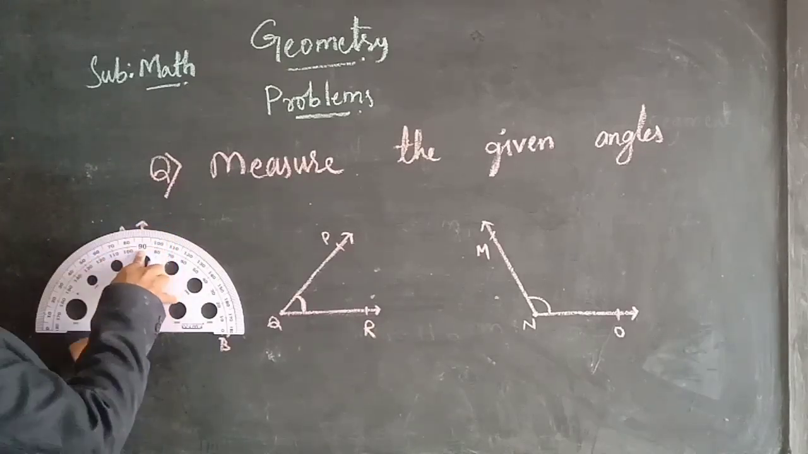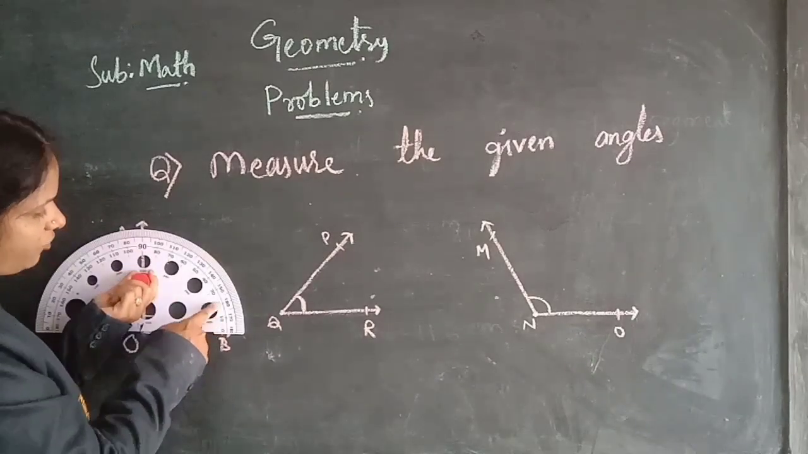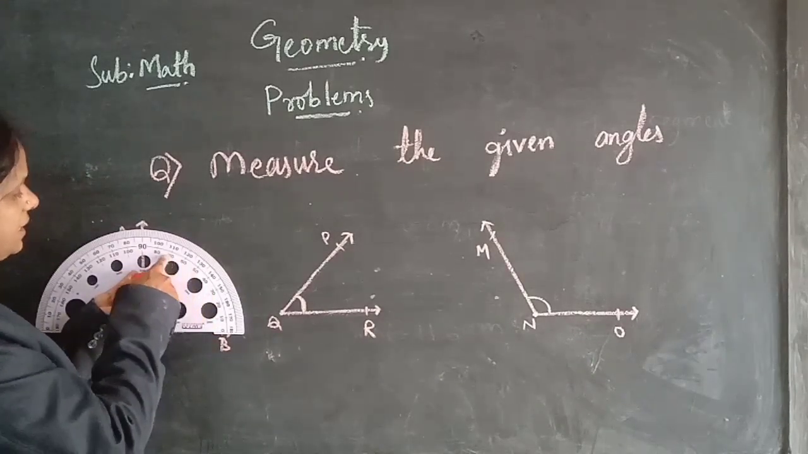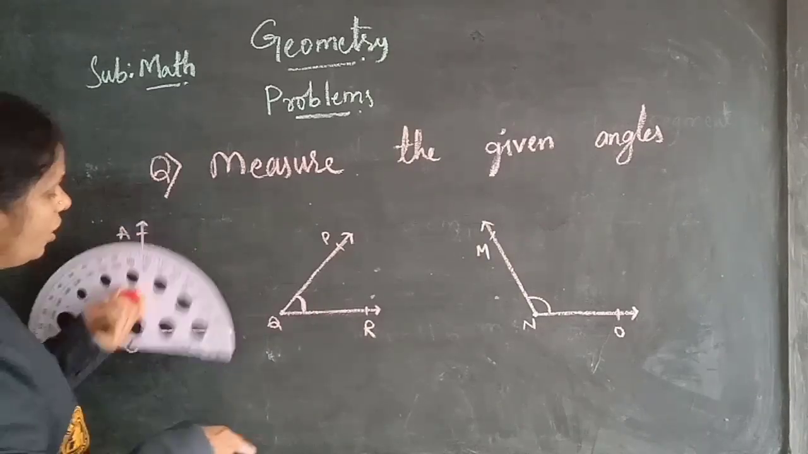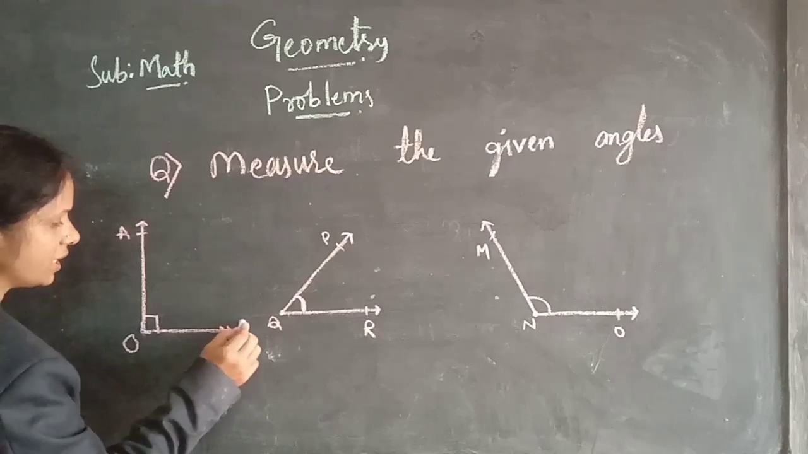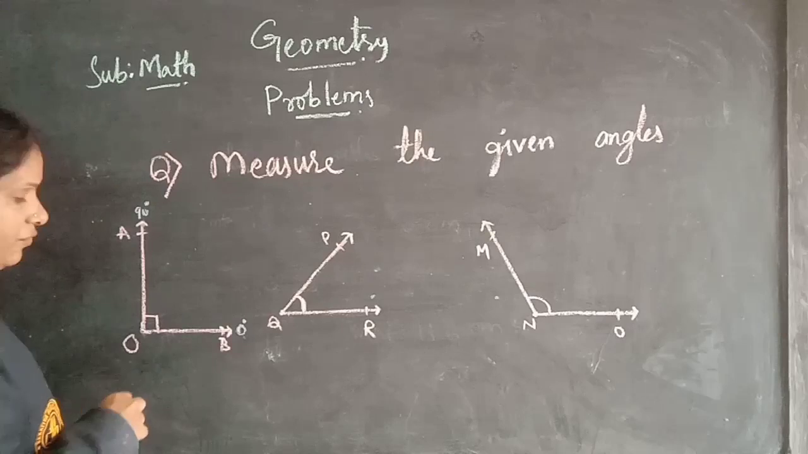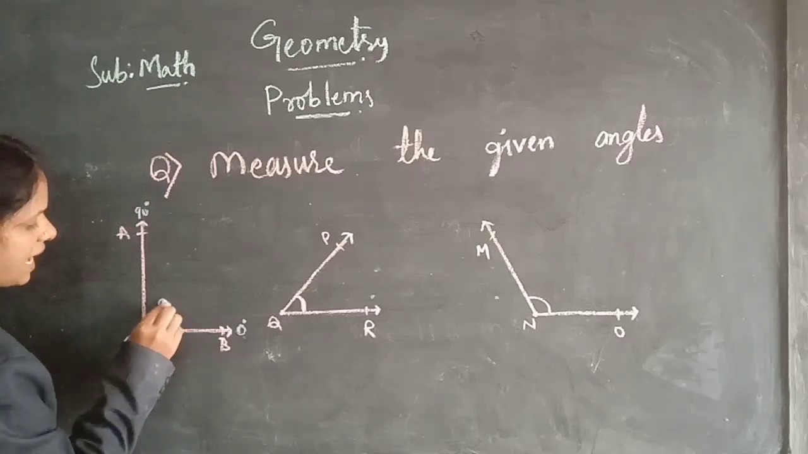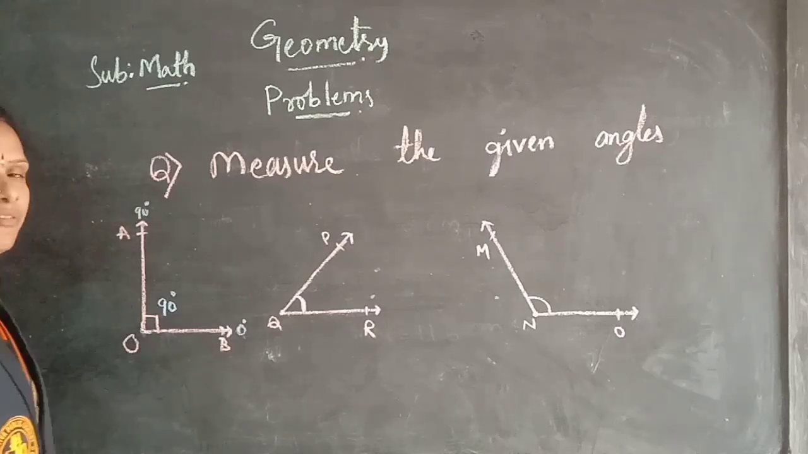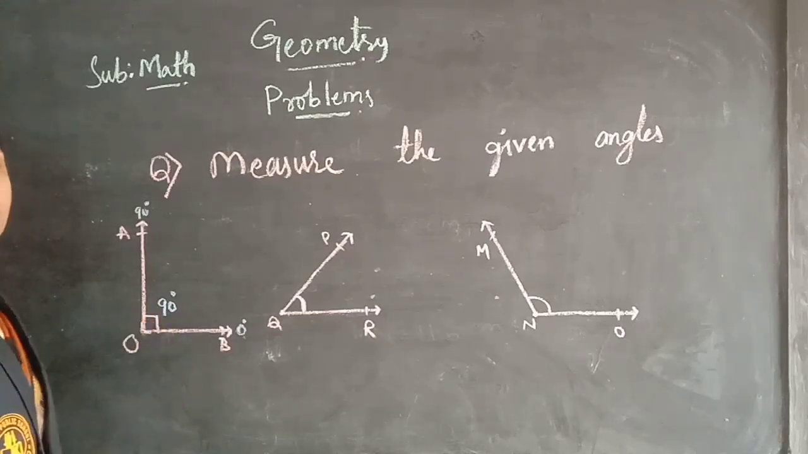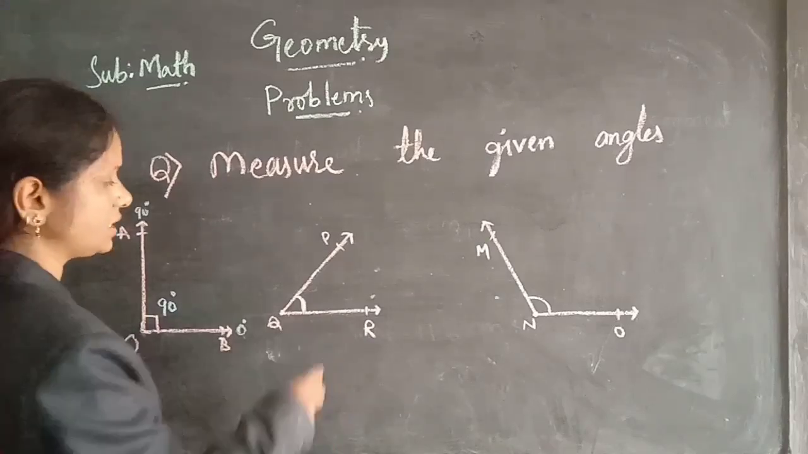Okay, the terminal ray is at 90 degrees. Here you can see the number, children. Here this is at 90 degrees. Here you see 0, 10, 20, 30, 40, 50, 60, 70, 80 and 90. The terminal ray is at 90 degrees. So the initial ray at 0 degrees and the terminal ray at 90 degrees, it is of the given figure. So its angle is 90 degrees. 90 degrees is nothing but which type of angle, children? It is a right angle. Exactly 90 degrees, no? So right angle.